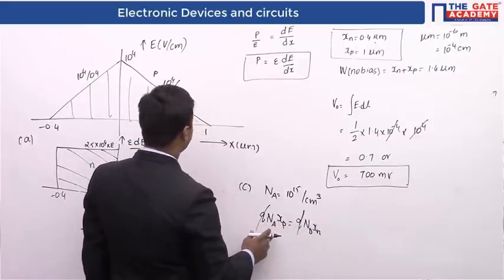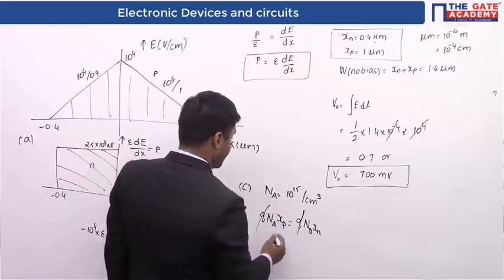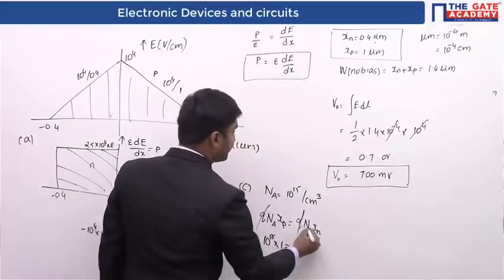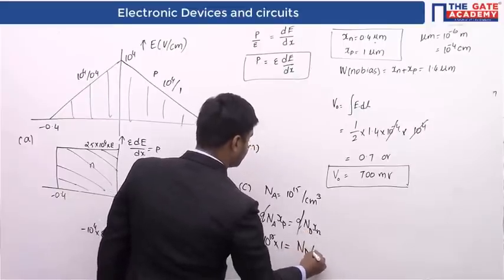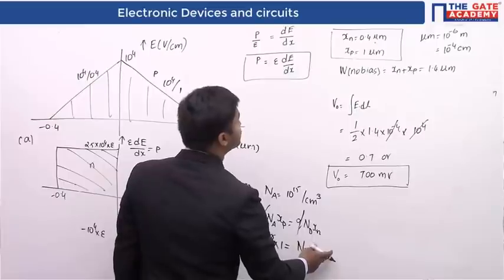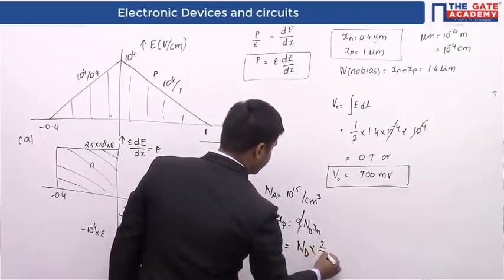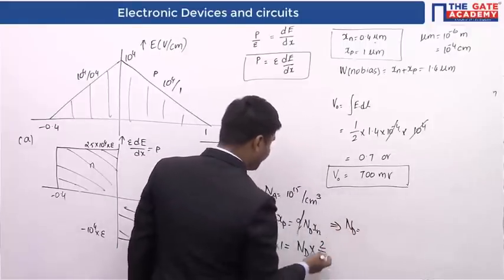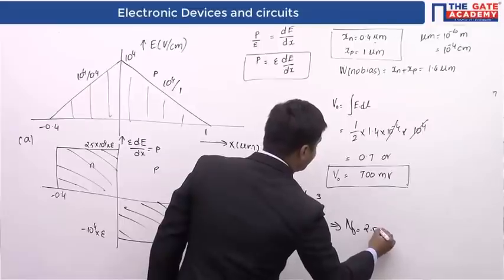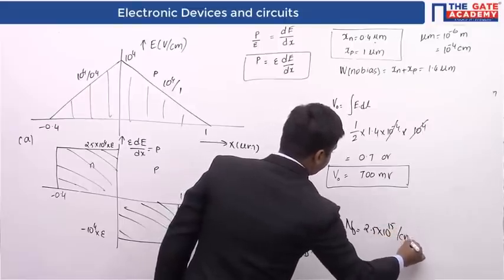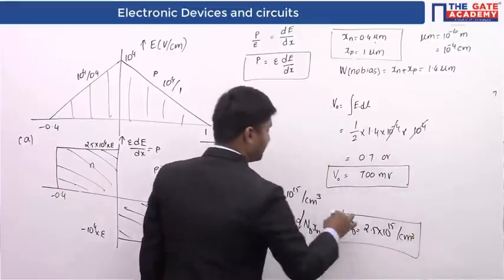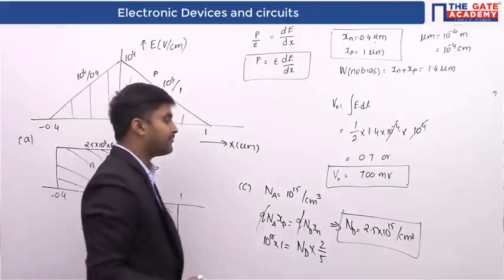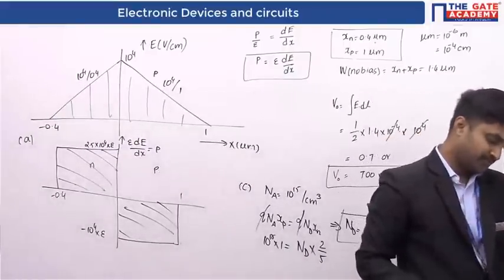What is the value of Na? Na is given to be 10 power 15 and the value of Xp is 1. Here you have Nd, which is not known to us, and the value of Xn is 0.4, which is 2 by 5. If I shift to the other side, I get Nd equal to 5 by 2, which is 2.5 into 10 power 15. So Nd is equal to 2.5 into 10 power 15 per centimeter cube.